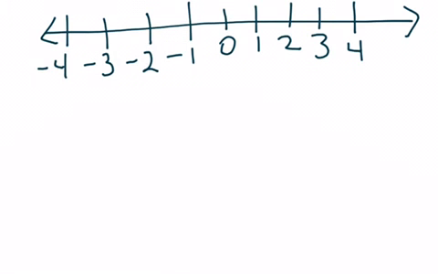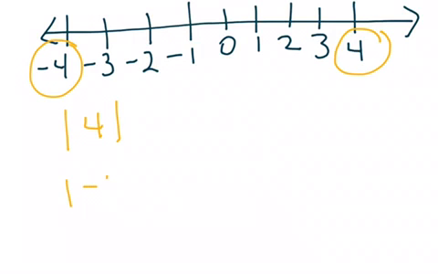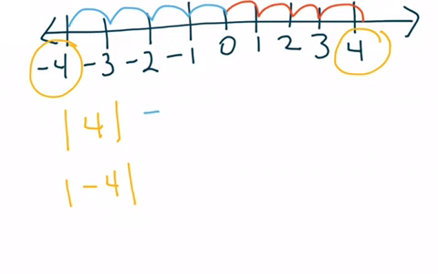And remember, when you just watched the video on opposites and absolute value, 4 and negative 4 are opposites. But when you're looking at their absolute value, you're just thinking about how far is 4 from 0. 1, 2, 3, 4 spaces. How far is negative 4 from 0? 1, 2, 3, 4 spaces. So they both have an absolute value of 4.